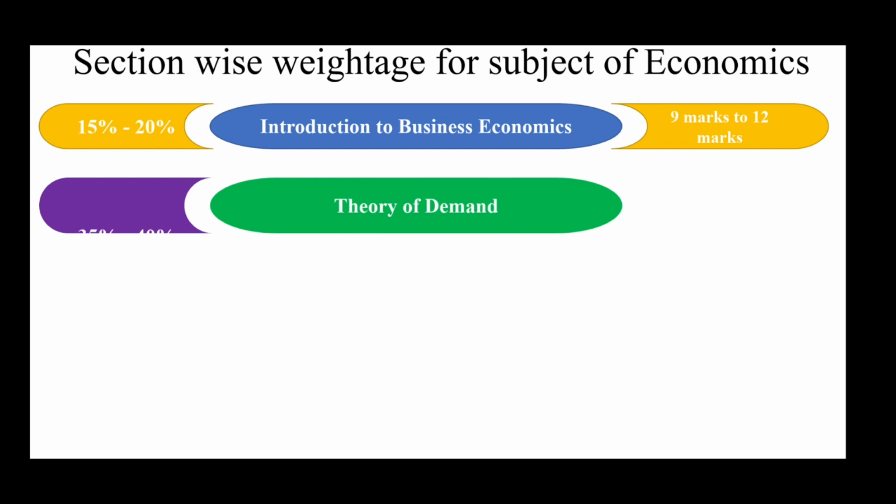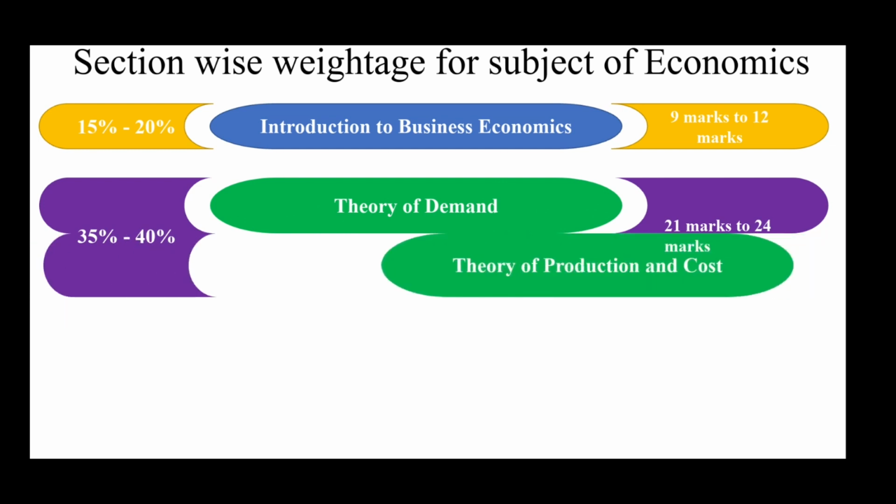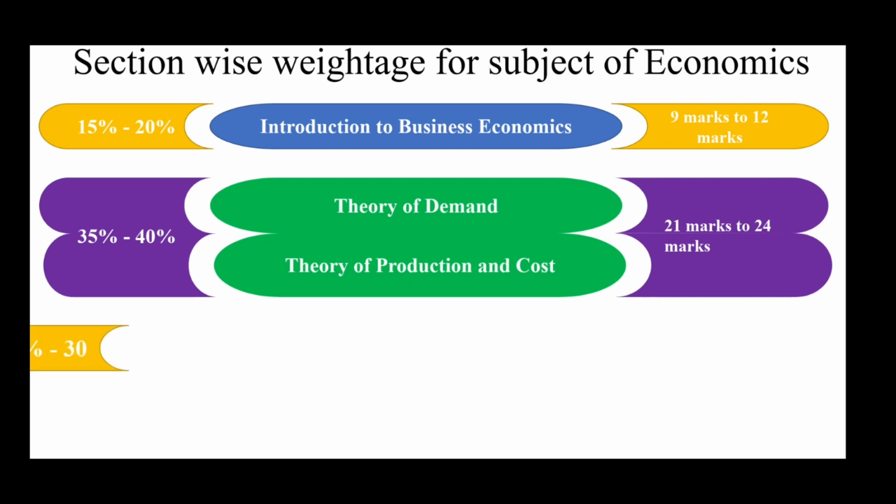The second chapter is Theory of Demand, and the third chapter is Theory of Production and Cost. These are two very important chapters in the CA Foundation Economics subject. I suggest students focus on these two chapters more consciously, because these two chapters cover around 35 to 40% of weightage. In terms of marks, around 21 to 24 marks.